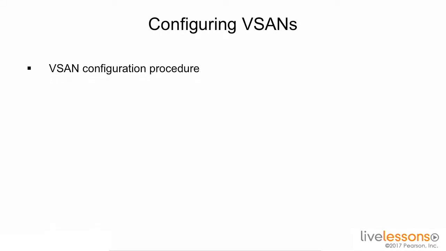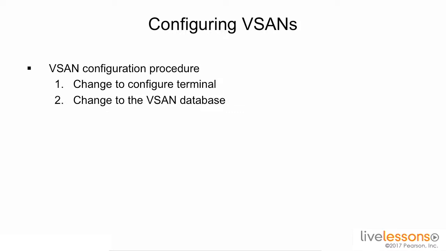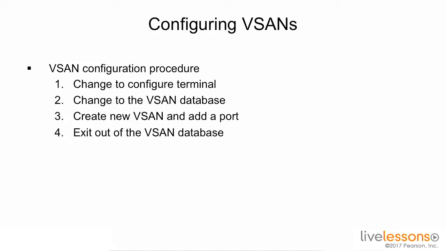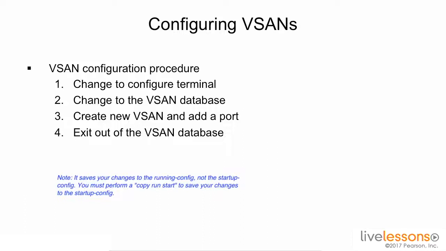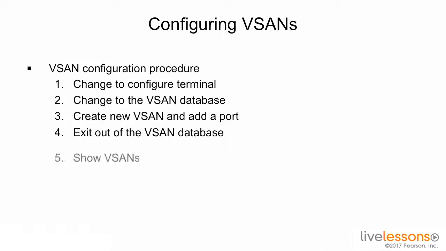So in order to configure VSANs, the first thing we have to do is change to the configuration terminal mode, which allows us to make changes to the device. We're then going to go into the VSAN database configuration mode. We're going to create a VSAN and then add a new port to that VSAN. And then we're going to exit out, which actually saves your changes. And then finally, we're going to show the changes that we've made to the device. So let's go ahead and get started.